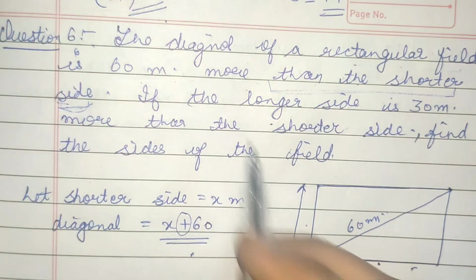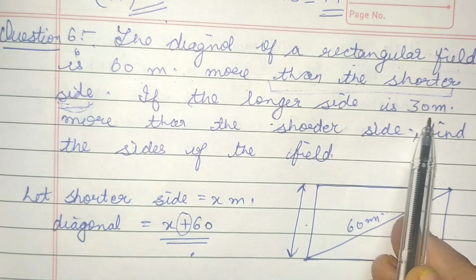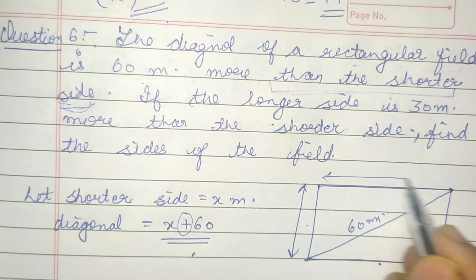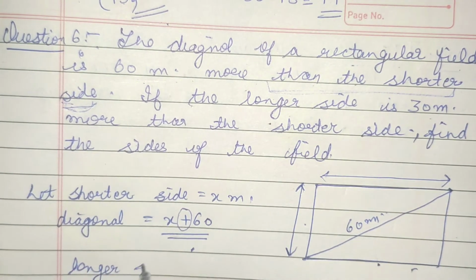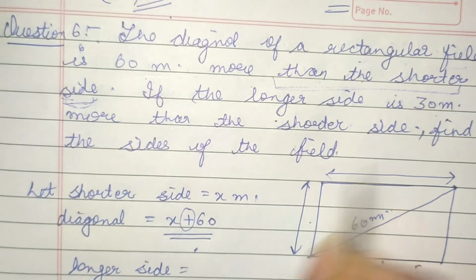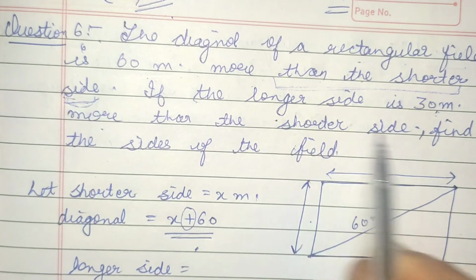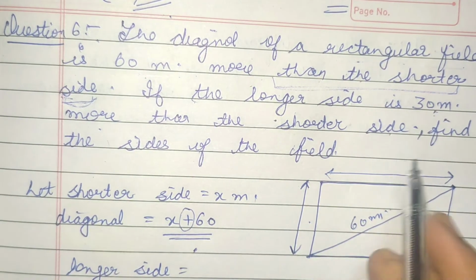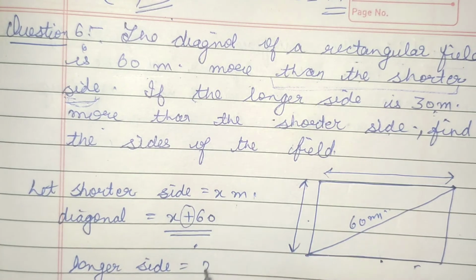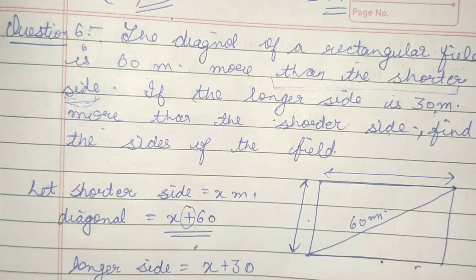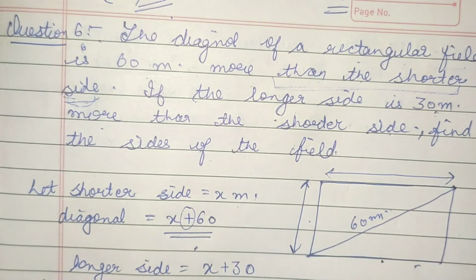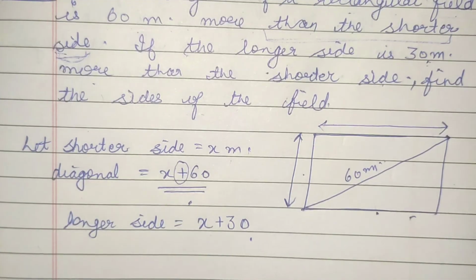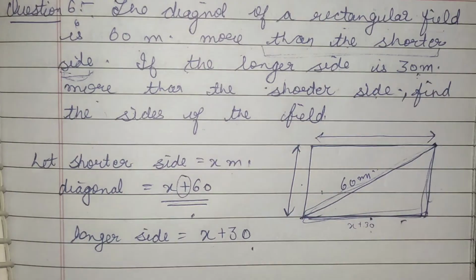Then the longer side is 30 meter more than the shorter side. This is given to you. So the longer side is how much? 30 meter more than the shorter side. So find the sides of the field. You have to find out the sides of this field.